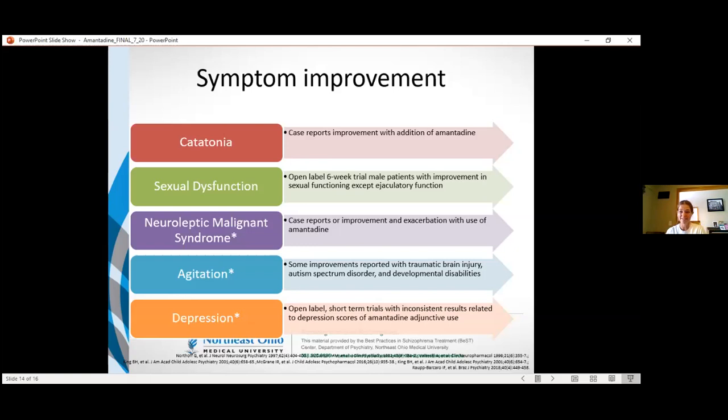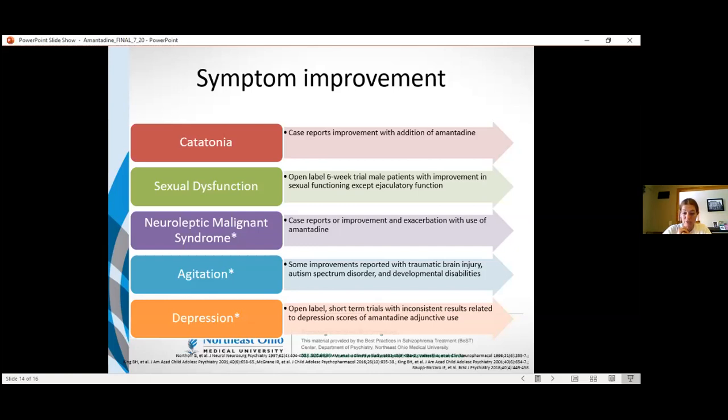So there's less than 10 trials that have been done looking at amantadine for depression. They tend to be open label. They tend to be between 4 and 8 weeks long and relatively small sample sizes, so not incredibly robust. And there are some inconsistencies, but the patient population was also different.